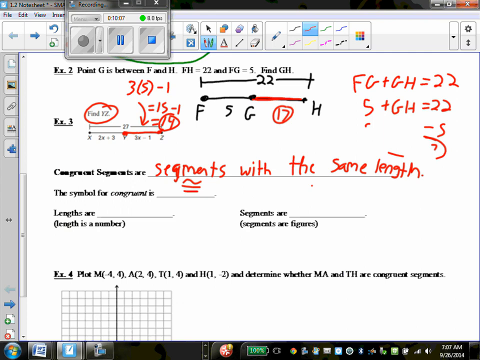Something to be aware of is that segments, since they are figures, since they are objects, are going to be congruent. But lengths, because they are numbers, are going to be equal. So congruency is basically equals, but for actual objects that exist, whereas equal is when you're referring to just a pure number. Let's see this play out in an example.